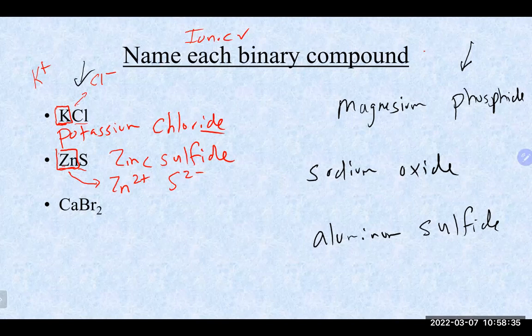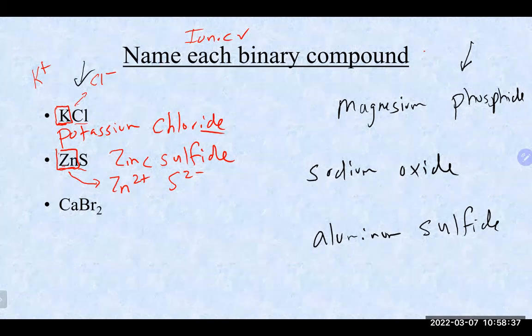So remember, zinc, cadmium, and silver, although they are transition metals, they have fixed charges, so they really fall under type 1 sort of naming. Here's one very similar to what we saw earlier. We see calcium, which is a metal. We see Br, which is a non-metal. Again, tells you it's ionic.